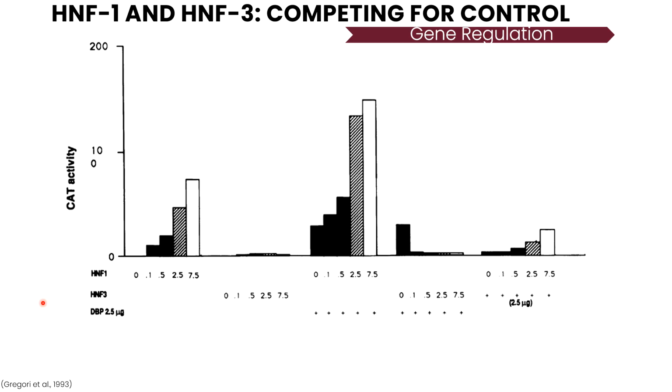Just like in the last experiment, our CAT activity is our measure of promoter activity over here on the y-axis. So as these bars get taller, that tells us that the ALDO promoter is being activated more strongly. Let's start with our first group on the left. Here, increasing amounts of HNF1 are tested without DBP. Notice that the CAT activity increases as HNF1 is introduced. This tells us HNF1 is a very strong activator of the ALDO-B promoter.